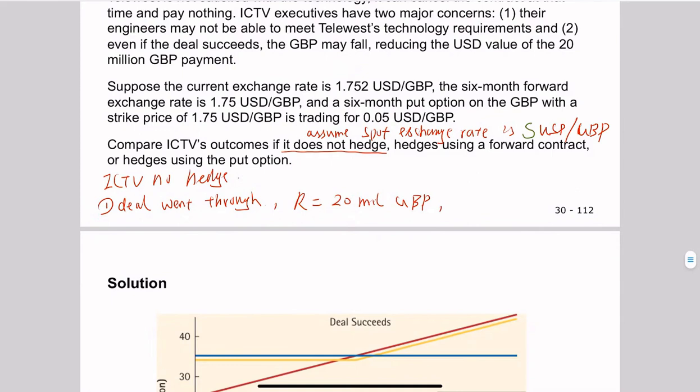So this means if the firm decides to exchange the 20 million GBP into USD, then the firm's revenue will be 20 times S, the spot exchange rate, million US dollars, right? So let's say if the deal fails. Now this is simple because if the deal fails, then the US firm will not receive anything. So its revenue is just $0 US dollars, right?